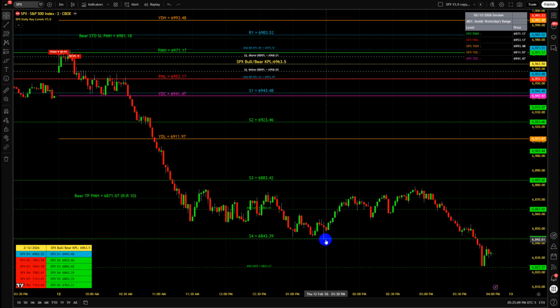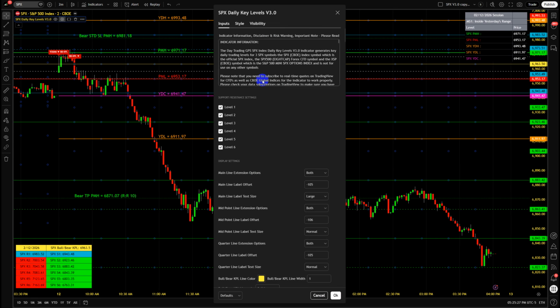So as you can see here, we had a couple of attempts here to touch S4. This one just went just a little bit short. This one wicked through it a little bit, and then finally at the end of the day it collapsed through it. Now just to show you, we'll go ahead and turn these alerts off so we can look at this area up here real quick.